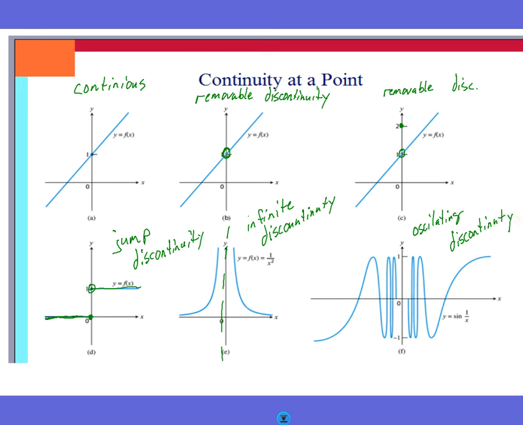Okay. So you need to be able to recognize it when you look at it. You need to be able to say, well, that's a jump discontinuity. Okay, boom, that's an infinite discontinuity. Oh, the hole, that means there's a removable discontinuity. You need to be able to identify these by looking at them. All right?